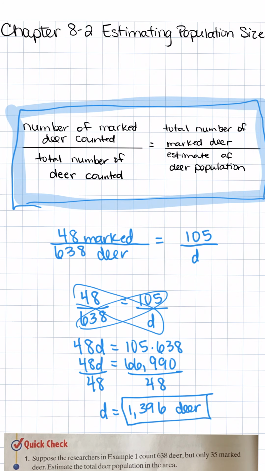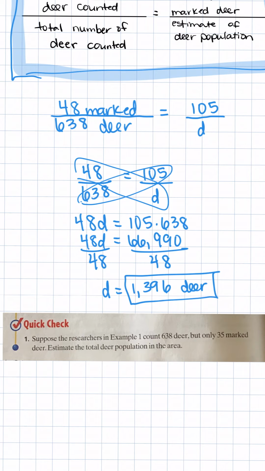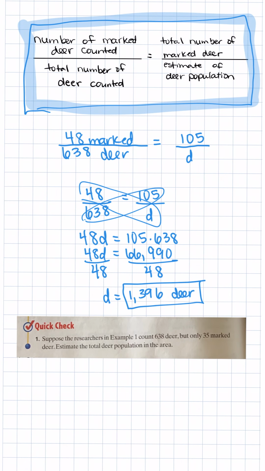Okay, so remember this equation up here because that is what you're going to use throughout the lesson today. Why don't you try this one on your own? Suppose the researcher in example 1 counted 638 deer, but only 35 marked deer. Estimate the total deer population in the area. Press pause, plug those numbers in, come back to me when you're done.